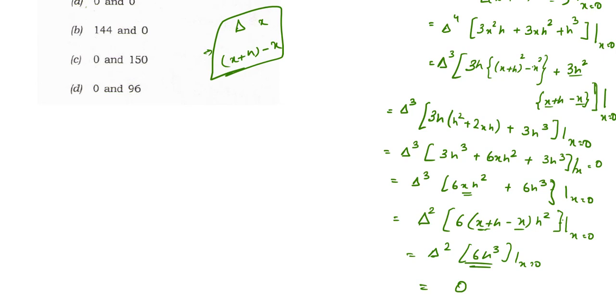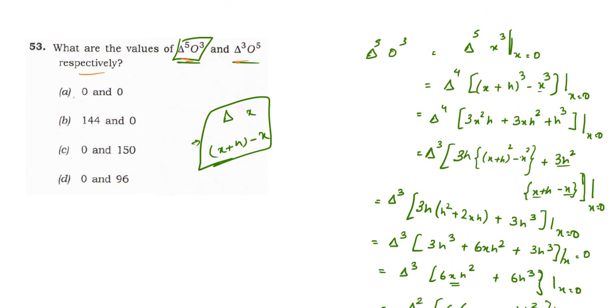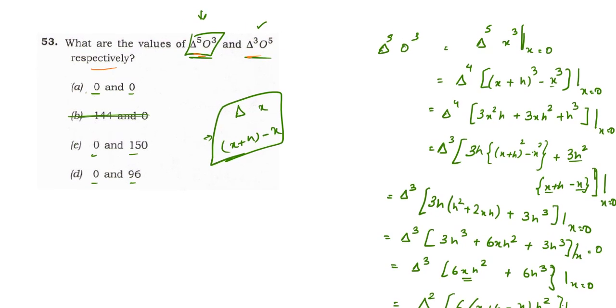So here you know the value of the first portion, which is delta to the power 5 over cube, which is 0. So you can see we have three options with the first value as 0. So our possible answers are A, C or D, but option B cannot be a possible answer. So option B gets eliminated. Now we need to find the value of delta cube O to the power 5 and check whether it is 0, 150 or 96. So let us begin with our second portion here.